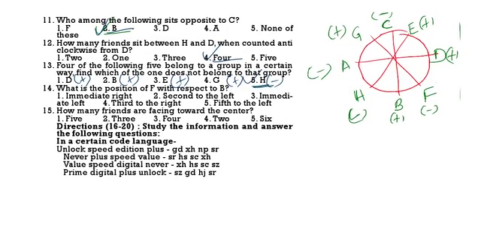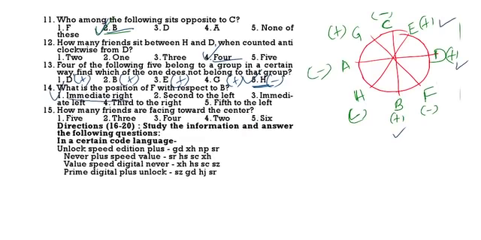What is the position of F with respect to B? With respect to B, what is the position of F? It is to the immediate right. Option 1. How many friends are there to the center? To the center, how many friends are there? 1, 2, 3, 4. 4 are there to the center. 4 means option 3.